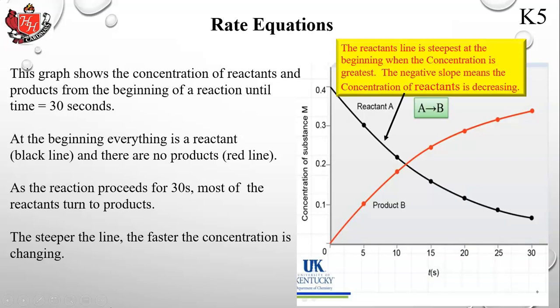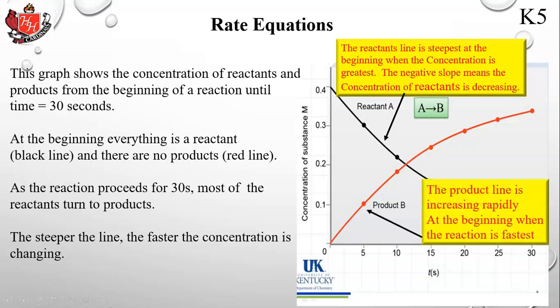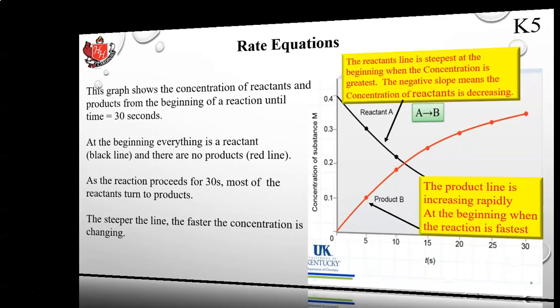So the reactants line is steepest at the beginning when the concentration is greatest. The negative slope means that the concentration of reactants is decreasing. The product line is increasing rapidly at the beginning when the reaction is fastest. So they're both increasing or decreasing fastest at the beginning.